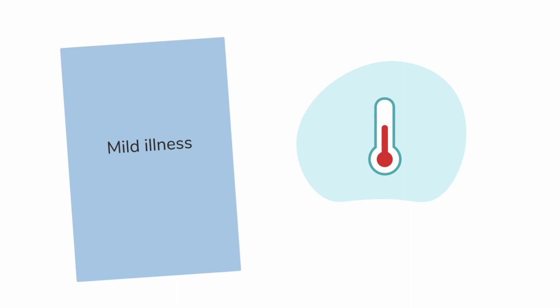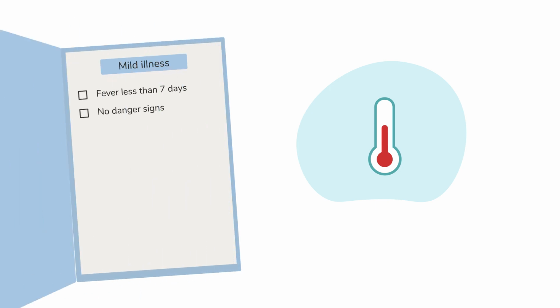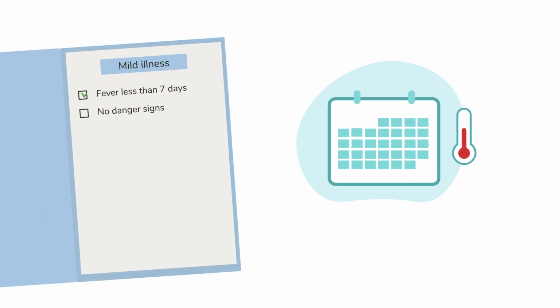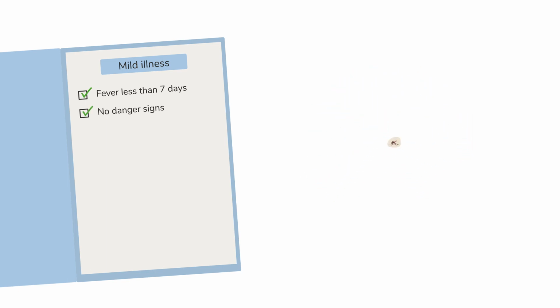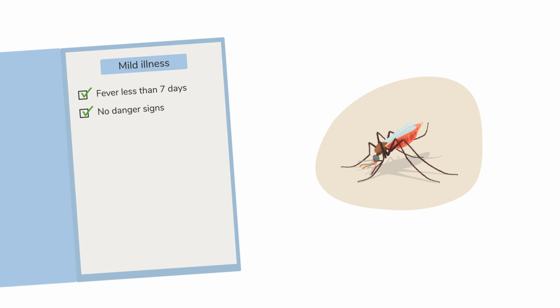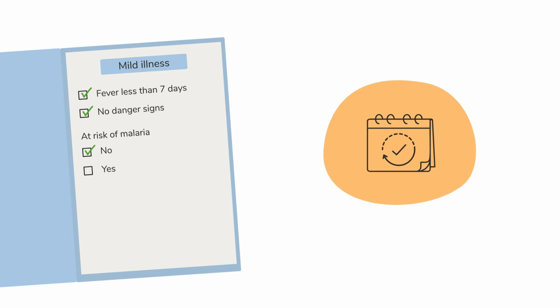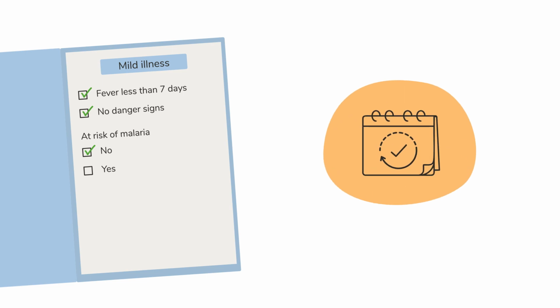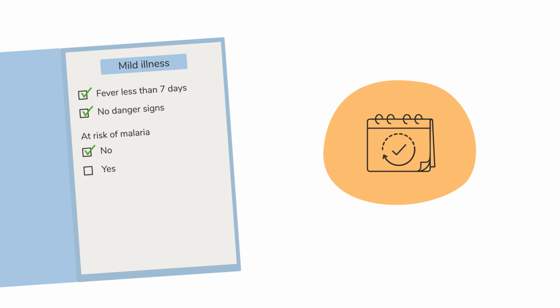A fever can be a sign of a mild illness if the child has had the fever for less than 7 days and has no danger signs. It is then important to consider whether the child is at risk of malaria. This could be if the child lives in a malaria area or has been to a malaria area recently. If the child is not at risk of malaria, plan to follow up with the child in a few days or sooner if the child gets sicker.